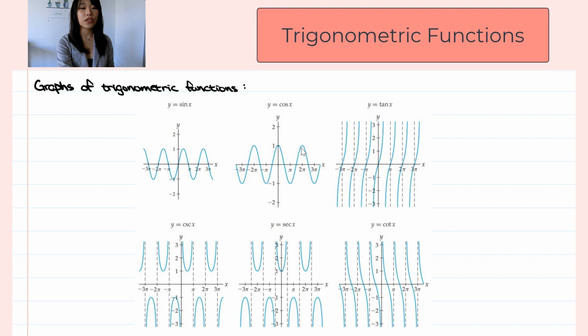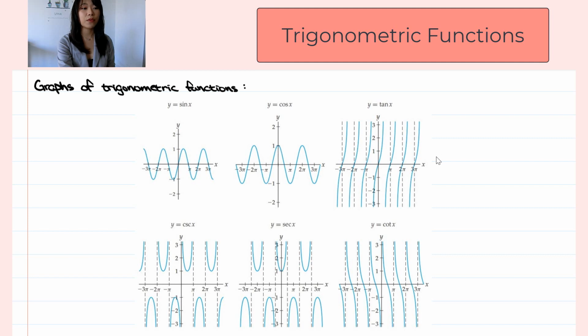So the cosine function also has a period of 2 pi. From 0 to 2 pi, the function goes from 1 to negative 1, then back to 1. And we get the same shape from 2 pi to 4 pi, or from negative 2 pi to 0.